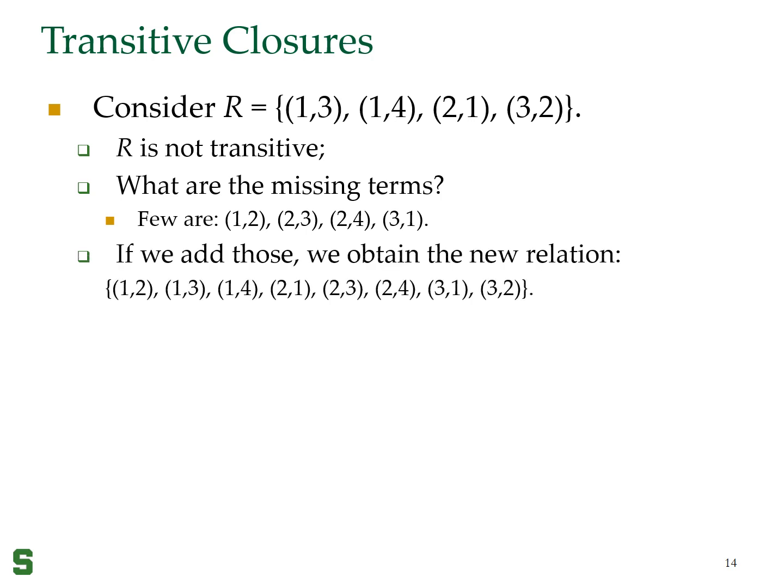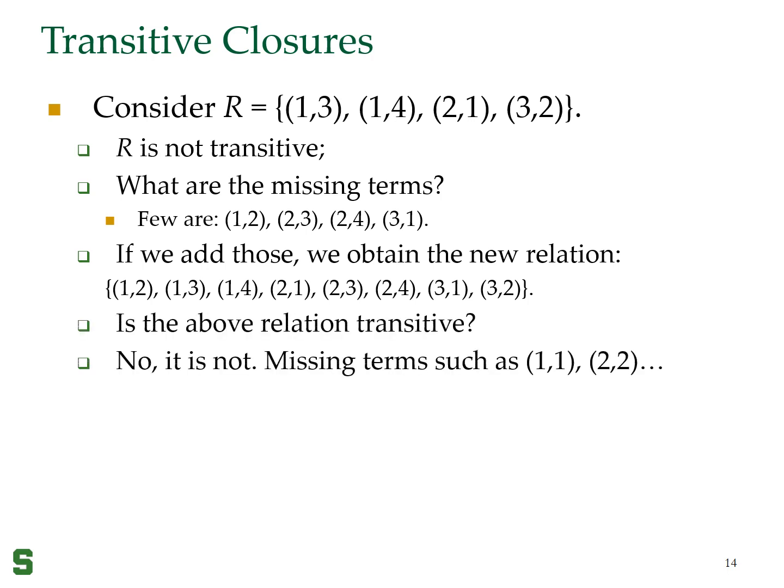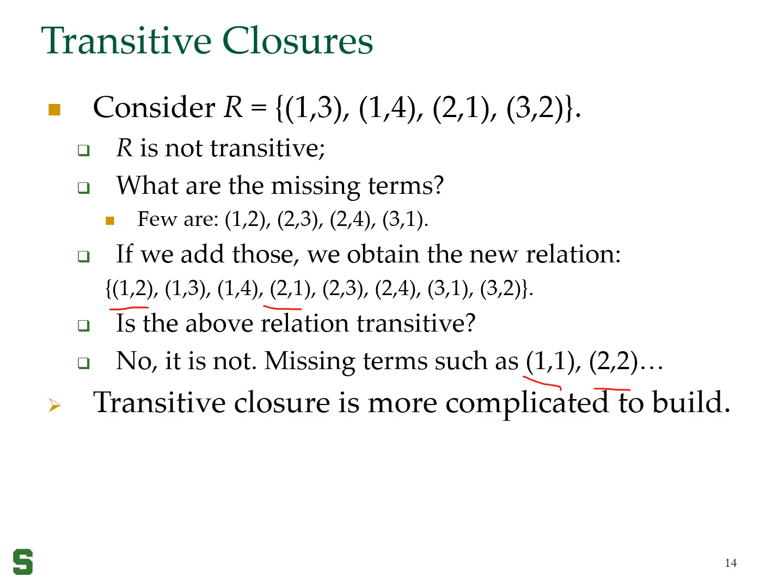Now if we add those, we will get this relation. Now is this transitive? It's not, because at this point it's still missing some terms. It's because when I added this pair to 1, it could combine itself with another pair to get 1 1 or 2 2. So I have to add that, and I have to keep doing that. And so that makes transitive closure a little hard to construct, but that's basically what you're doing.